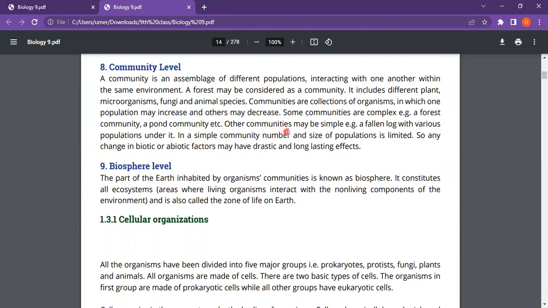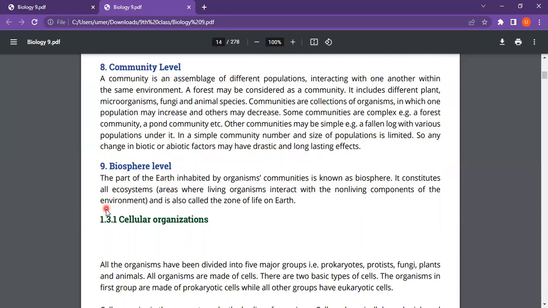Other communities may be simple, for example, a fallen log with various populations under it. In a simple community, the number and size of populations is limited, so any change in a biotic or abiotic factor may have a drastic and long-lasting effect.